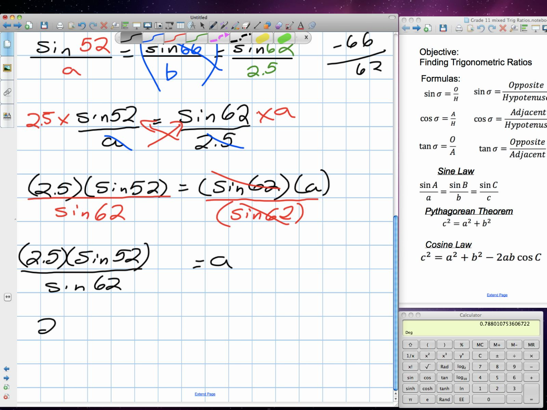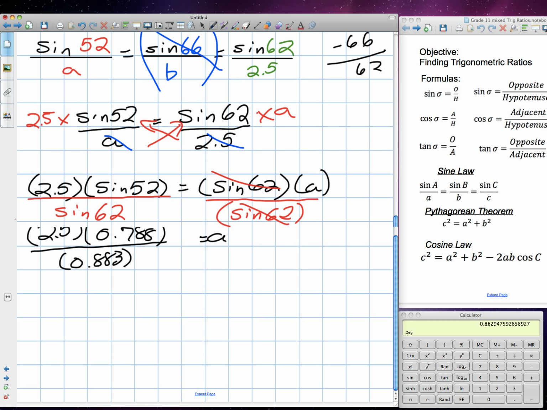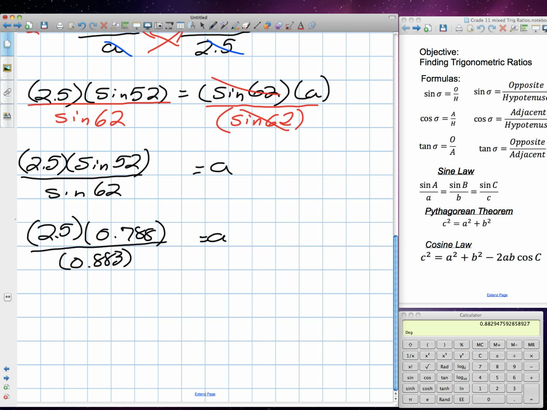Now, many of you can do this all in one step. I'm completely fine with that. I'm going to take a few steps. Sine 52 is 0.788, that's a good rounding here. And sine 62 is 0.883, we'll round it up. Again, because I rounded, I'm probably going to get an answer a little different than what you might get if you put everything in properly.